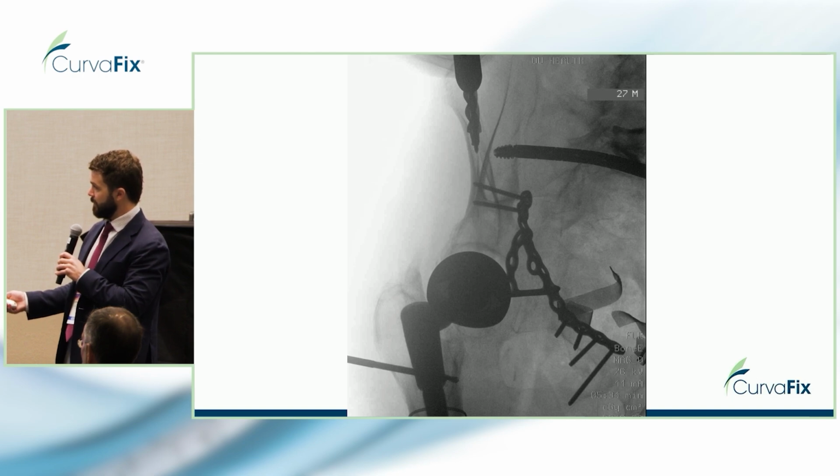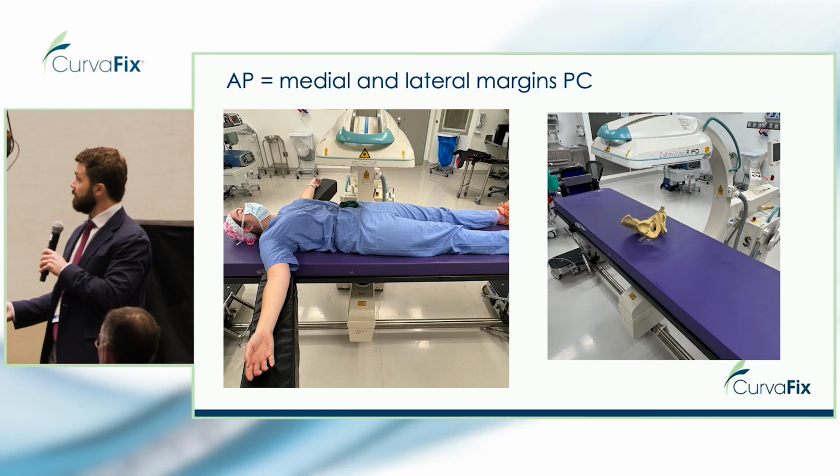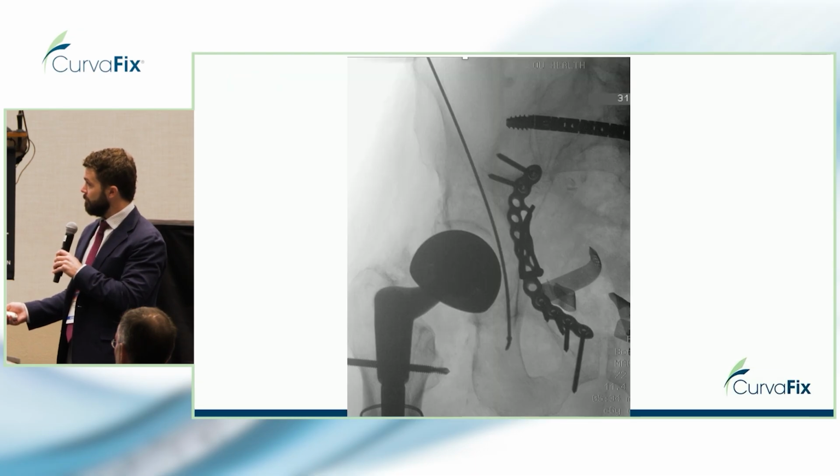This is a little bit less of an outlet just because we had to have this patient's hip flexed for the acetabulum portion, or the intrapelvic portion. An AP image is important for determining the medial and lateral corridor around the periacetabular region, as demonstrated here and here.